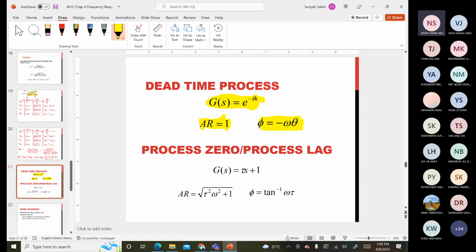Let's say, for example, you have exponent negative 2s. So AR is still equal to 1, and then the angle becomes negative 2W. So it's like that. So the process zero or process lag is like what I showed before. So it's just the same thing.